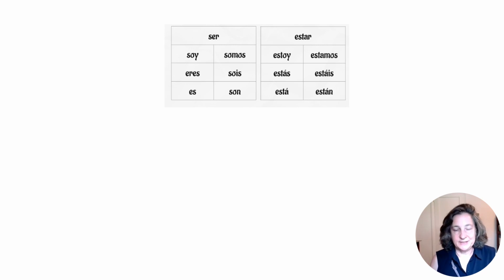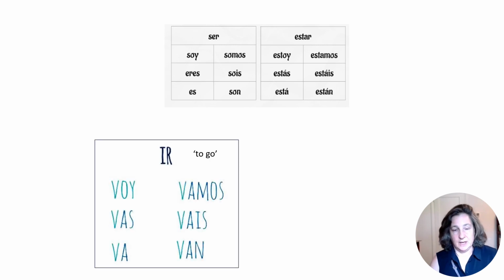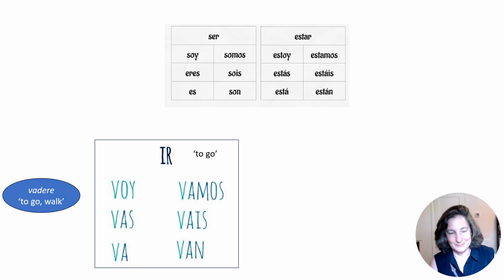Unfortunately, ser and estar are both highly irregular verbs. The only way to learn them is by memorization, but you'll get a lot of practice because they are both very common. Another common, very irregular verb is ir, meaning to go. Voy, vas, va, vamos, vais, van, and all those V's represent a hostile takeover from another Latin verb, vadere, meaning to go or walk, and that's related to the English word wade.